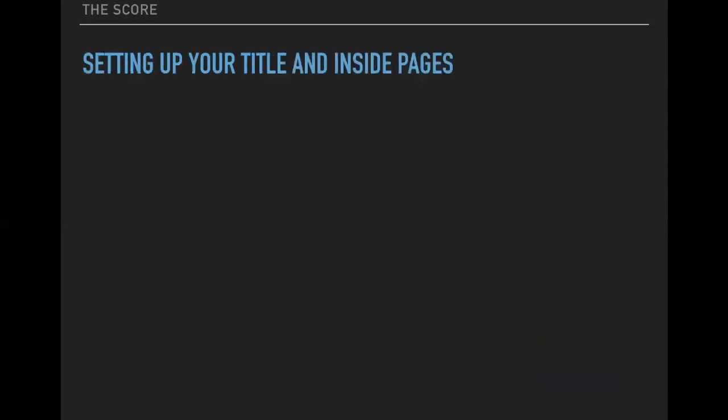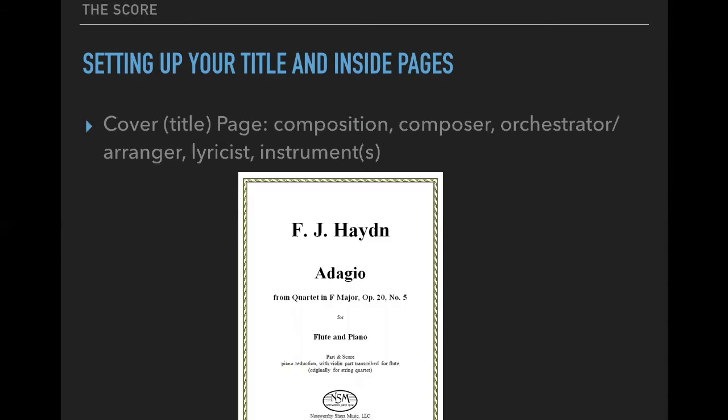Okay, setting up your title and inside pages. Cover title, the cover page, also called the title page. What is on the title page? Can you think of some basic elements? Well, of course, we'd have the composer, the composition, orchestrator, arranger, if it so applies, lyricist, instruments. Notice you have some publishing information at the bottom.